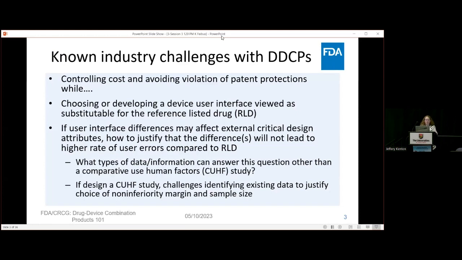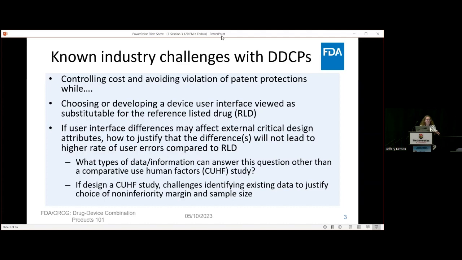So I mentioned known challenges. We know that controlling cost while avoiding violation of patent protections is challenging, and that choosing or developing a device user interface that's viewed as substitutable for the reference listed drug can be limited by these boundaries. If there are user interface differences that affect external critical design attributes, justifying that those differences will not lead to a higher rate of user errors and will not alter the overall risk profile of the proposed test product compared to the reference listed drug is a challenge.